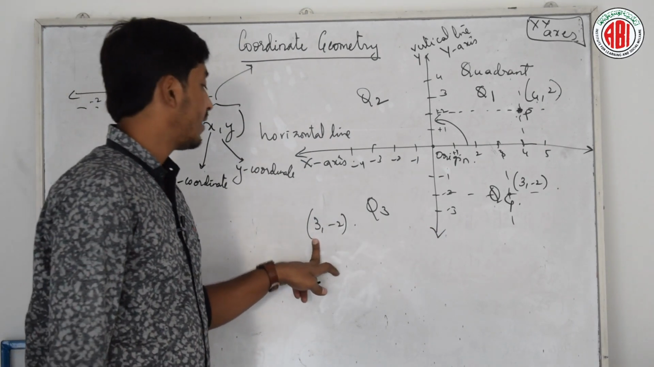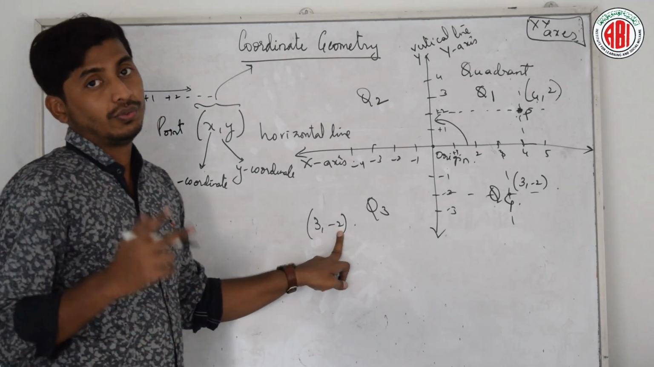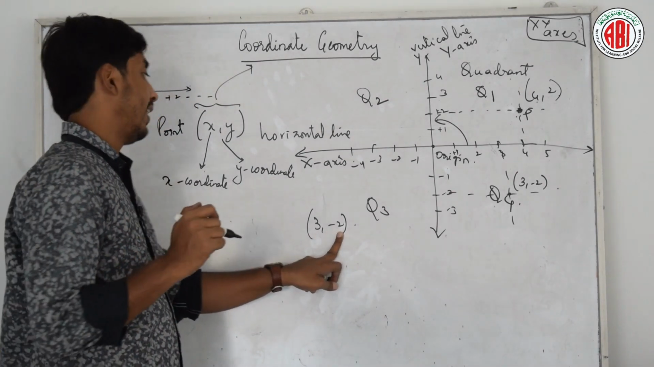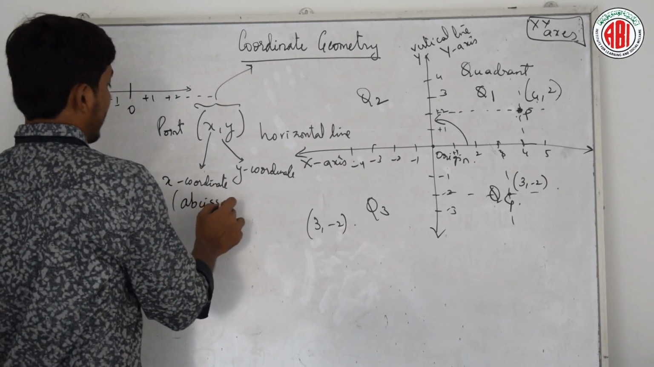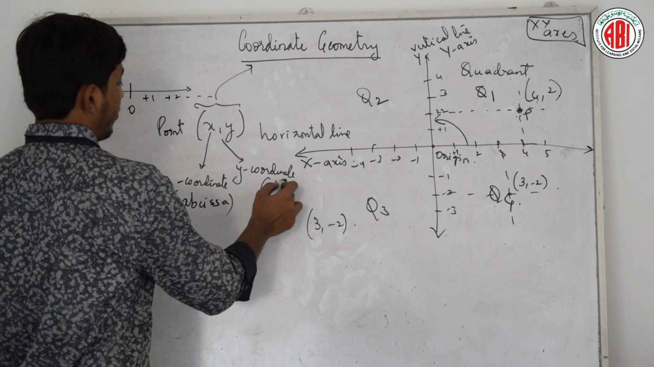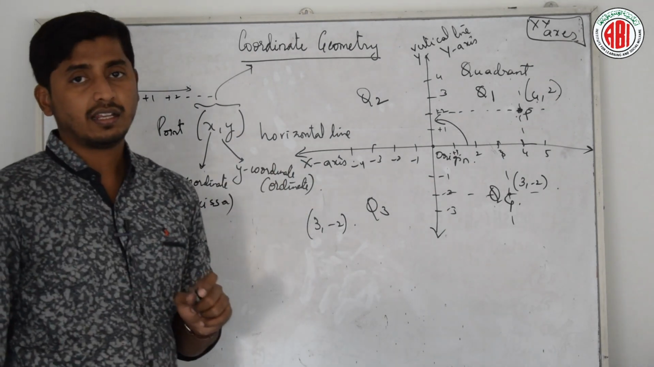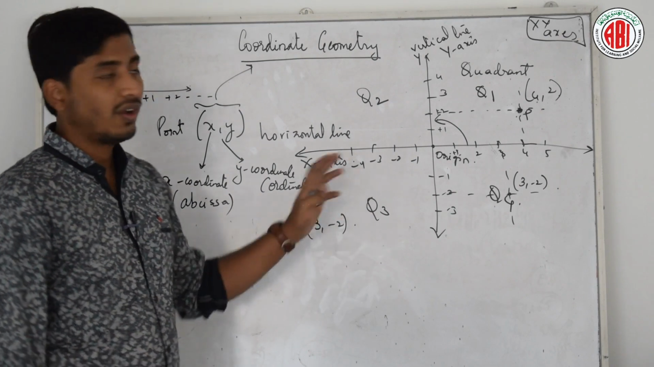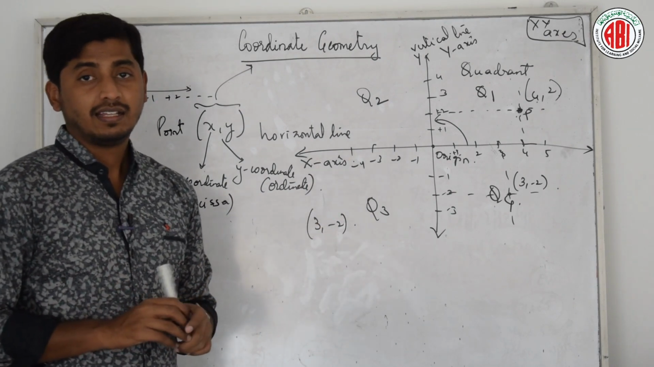Fine. What is x coordinate here? 3. What is y coordinate? Minus 2. Is it right? Fine. And for x coordinate there is one more name called abscissa. For y coordinate there is one more name called ordinate. Just ordinate. Clear? Did you understand all the things? Yes? Shall we start? Fine.